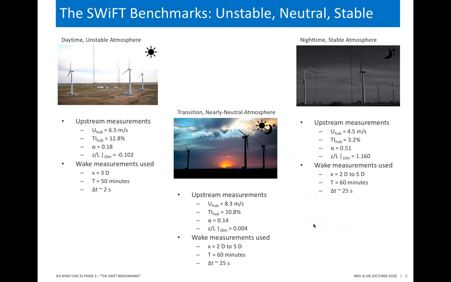So as I mentioned before, the unstable one, we have these measurements at only one distance downstream, so that's 3 rotor diameters downstream. We will still be comparing model-to-model results for all the other distances downstream, but in terms of comparison to the measurements, it's going to focus on 3D. And we have 50 minutes of measurement data for this case. For the other 2 cases, we have 60 minutes of measurements.